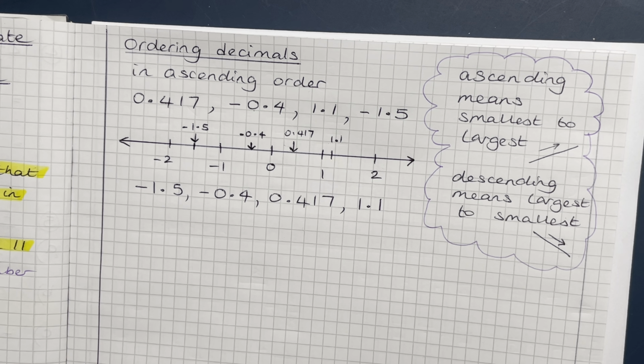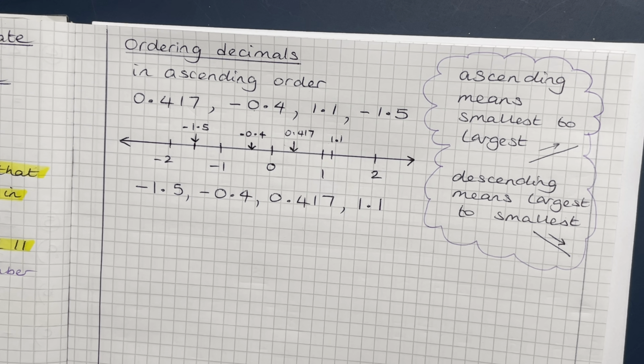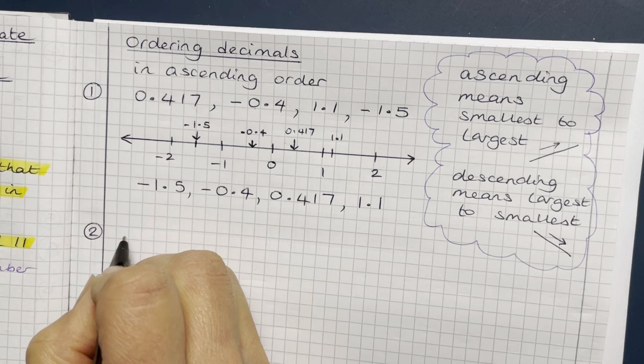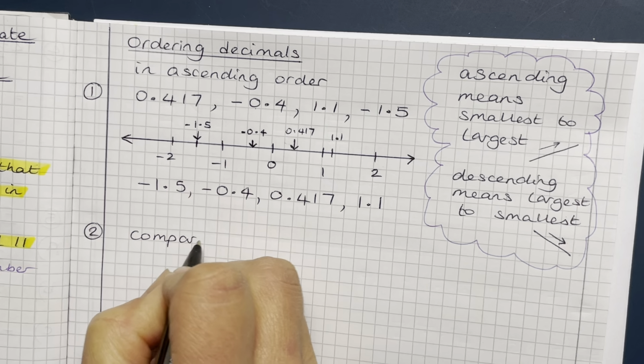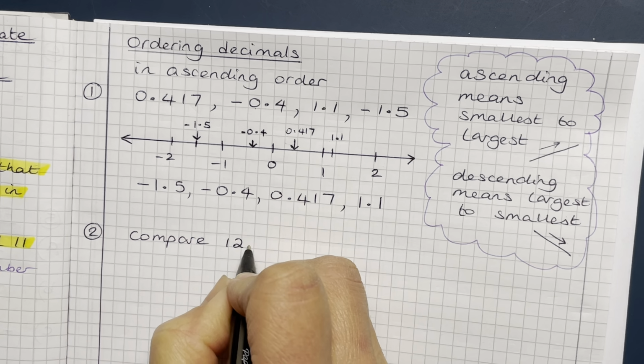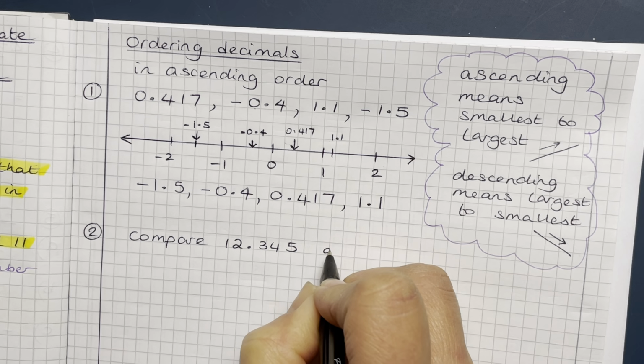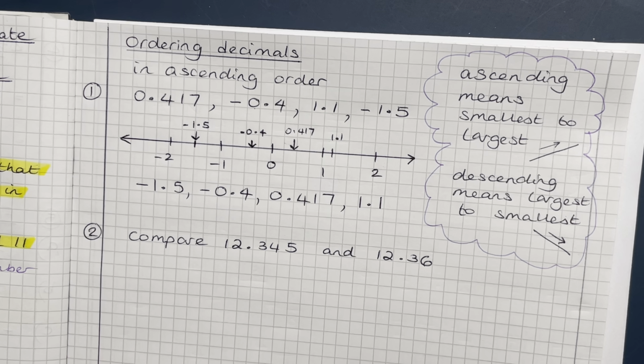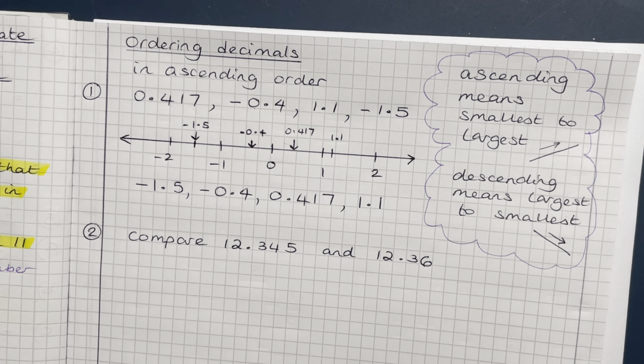Okay, I don't have to use a number line. There is another way of doing it. I could just write them out using a place value table. I'll use a different example for this. So let's just call that number 1. Let's do a different example here. Say I was given, okay, so I'm going to compare 12.345 and 12.36.